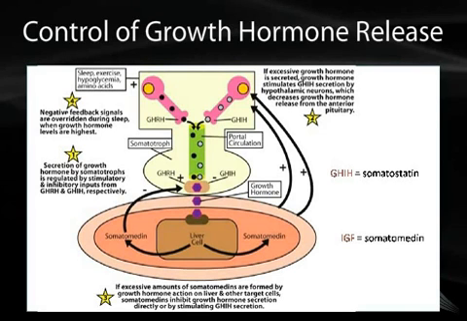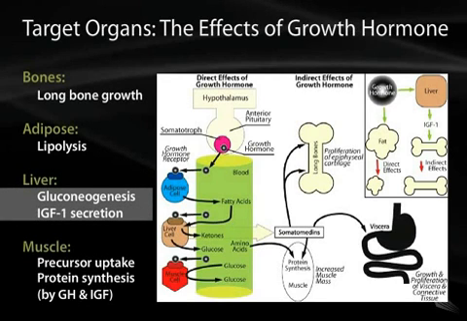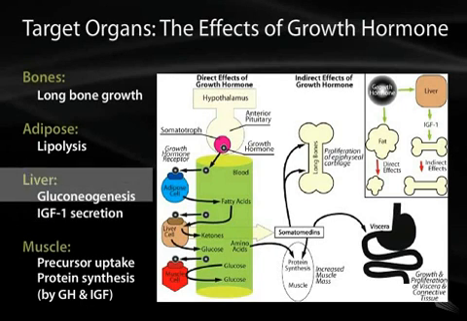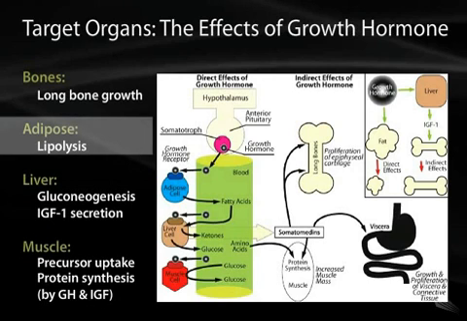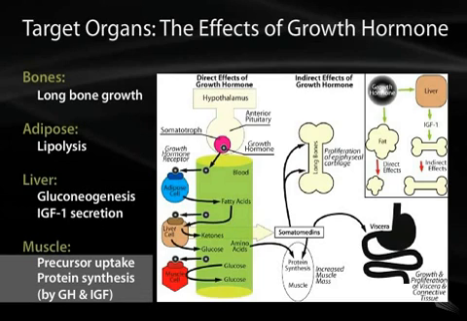So release of IGF-1 from the liver then feeds back to both the pituitary and the hypothalamus, again forming the negative feedback system. Growth hormone itself has many effects. We talked about the effects on the liver with the release of IGF-1, but growth hormone also has direct effects, where it can work on the fat cells to induce lipolysis. It can work in the muscle to build protein and also increase muscle size.